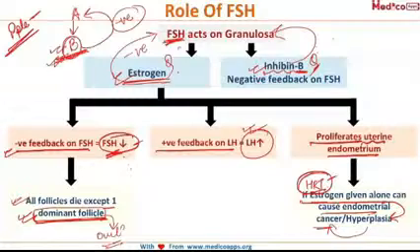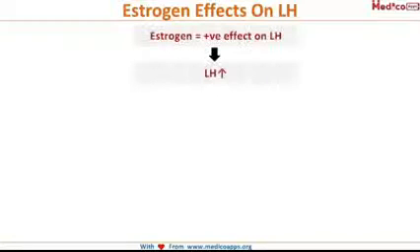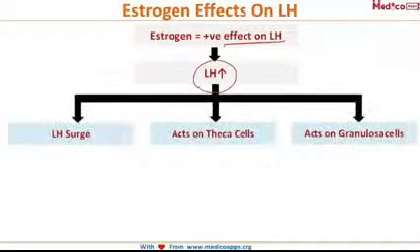Now we have discussed the functions of FSH. Now let's see the functions of LH. How does this LH act? The estrogen has a positive feedback action on the LH, thereby it will lead to an increase in the LH levels. Now this increased LH will subsequently lead to LH surge. LH surge means the rise of the LH levels.